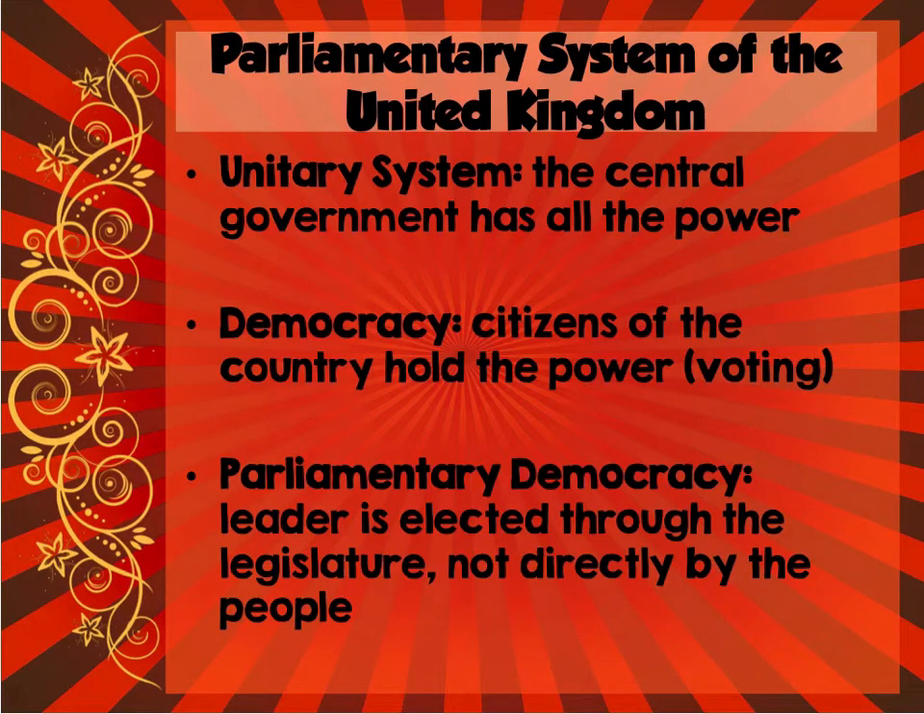The United Kingdom is under a unitary system. That means the central government has all the power. They have a monarchy, which is a king or a queen. The unitary system or the monarch decides that the people will have power through a democracy. This gives citizens of the country the power to vote. That's a parliamentary democracy, which means the leader is elected through the legislature, not directly by the people.